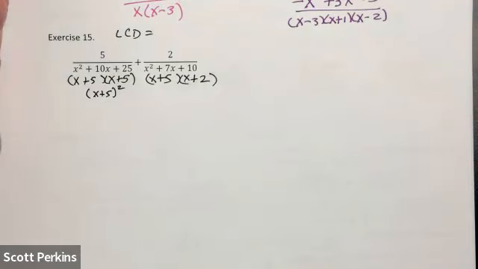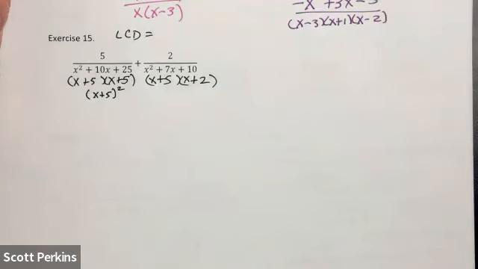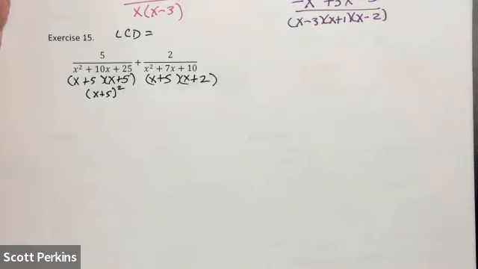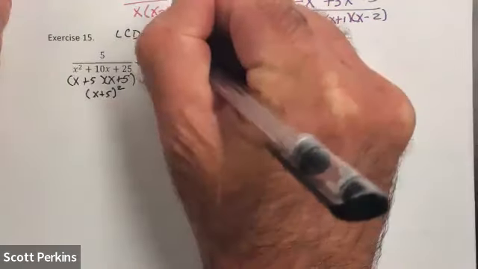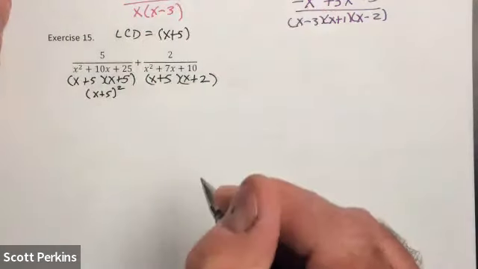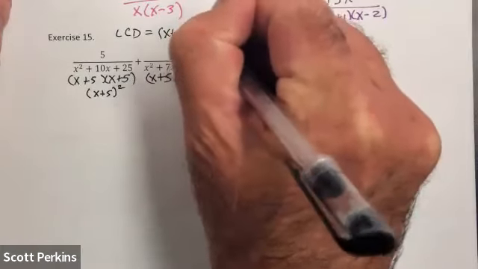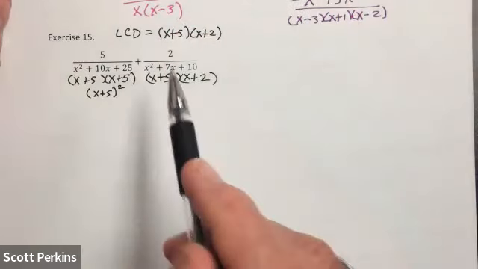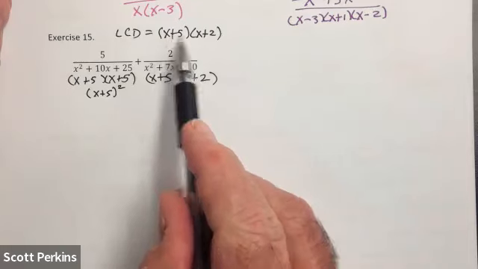So remember, the least common denominator, this is the reason for this problem. The least common denominator is one of every factor you see. And then when you have a power, you take the highest power. So what's my least common denominator going to be? Okay, I will agree that this is one of every factor I see, x plus 5, x plus 2.